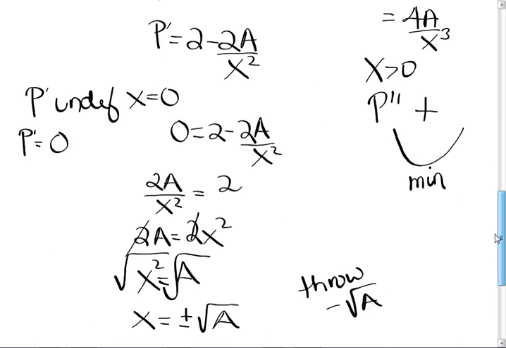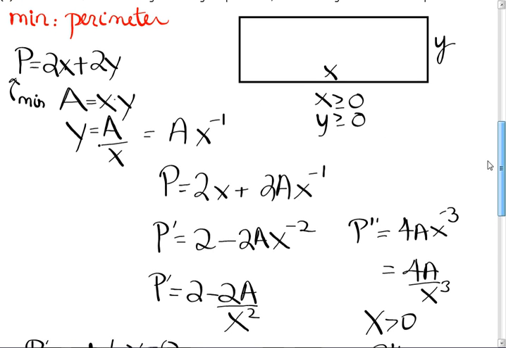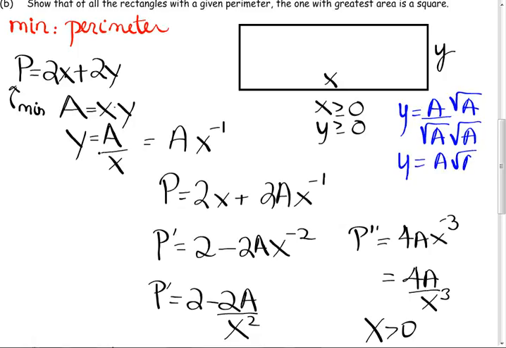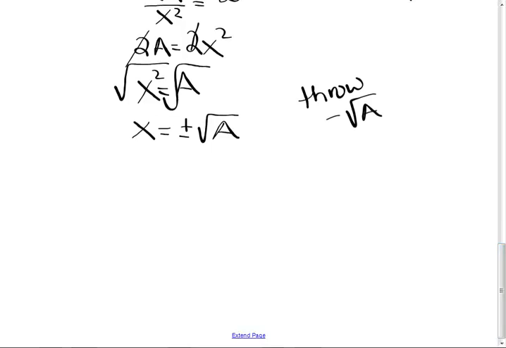If x is equal to the square root of a, what's y? Well, let's change colors here. Y is equal to a over x, which is what? The square root of a. Now I better rationalize. So it's the square root of a, square root of a. So y equals a square root of a over what? A. And what happens to the a's? They cancel. So y is the square root of a, and guess what x is? Square root of a.